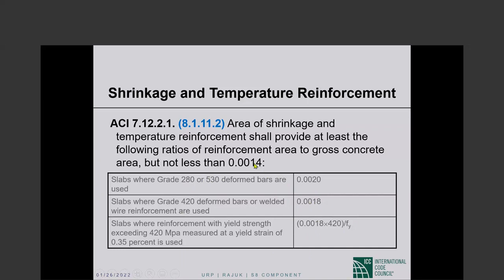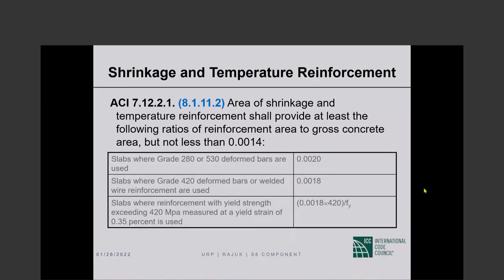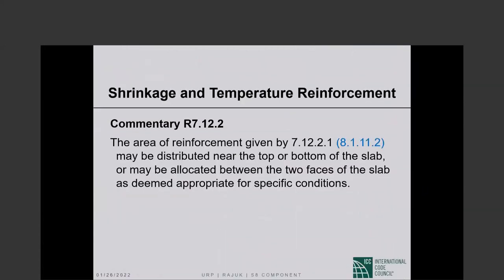That's shrinkage reinforcement. Okay. And this decreasing the amount for high strength reinforcement has been deleted from the code in, I think, 2014 or 2019. So for you, that is there, but here in the US, that is gone. The area of reinforcement given by what you just saw may be distributed near the top or bottom of the slab, or may be allocated between the two faces of the slab as deemed appropriate for specific conditions.